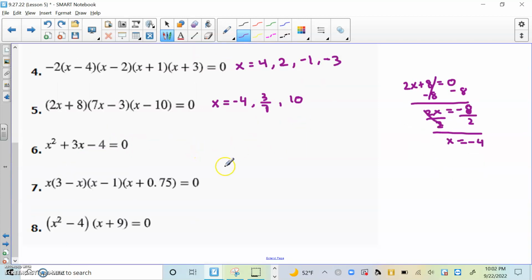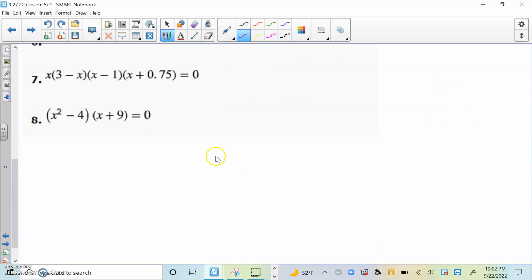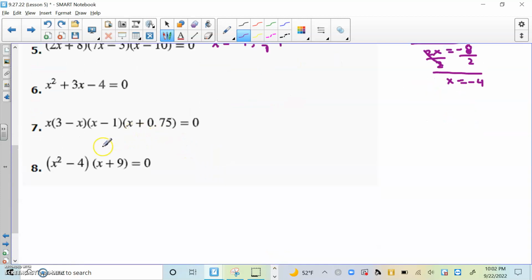We're going to skip number 6 for right now. Number 7, same exact idea. What could I plug in for x here to make this parenthesis 0? Well, 3 minus 3 would give me 0, so that's a solution.